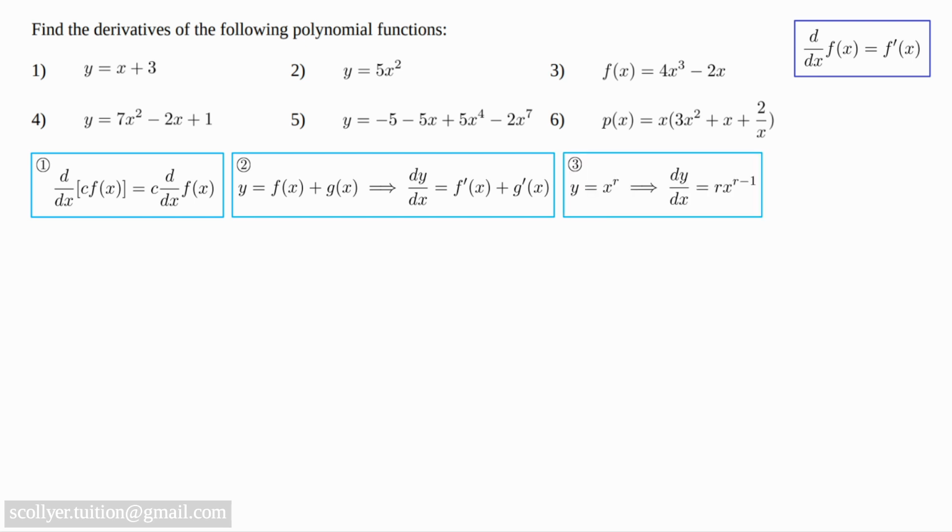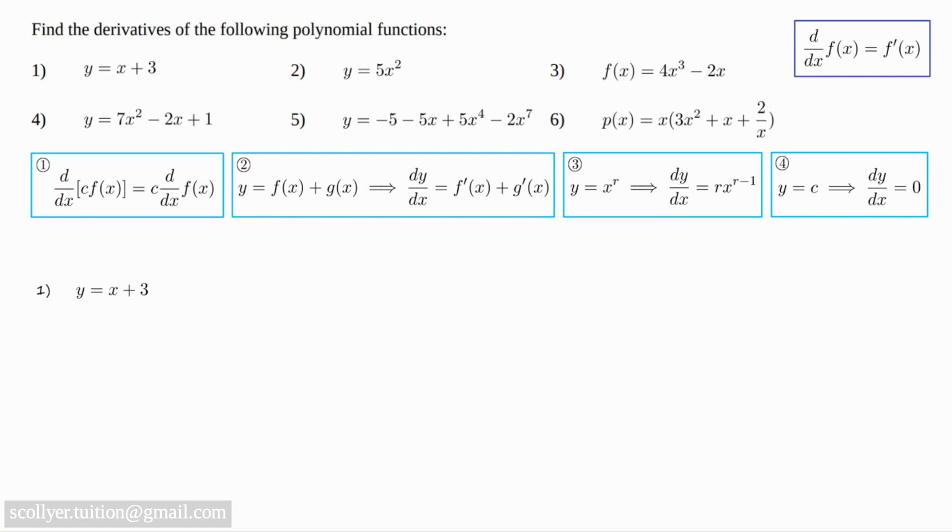3. That if r is a real number, then the derivative of x to the power r is r times x to the r minus 1. 4. That the derivative of a constant function c is 0.